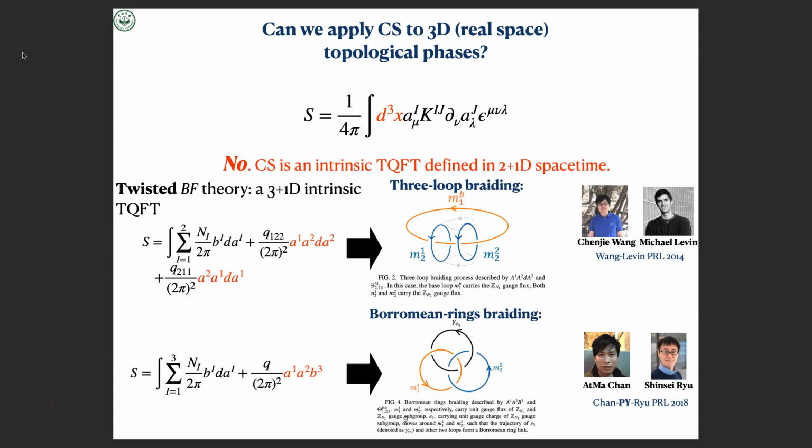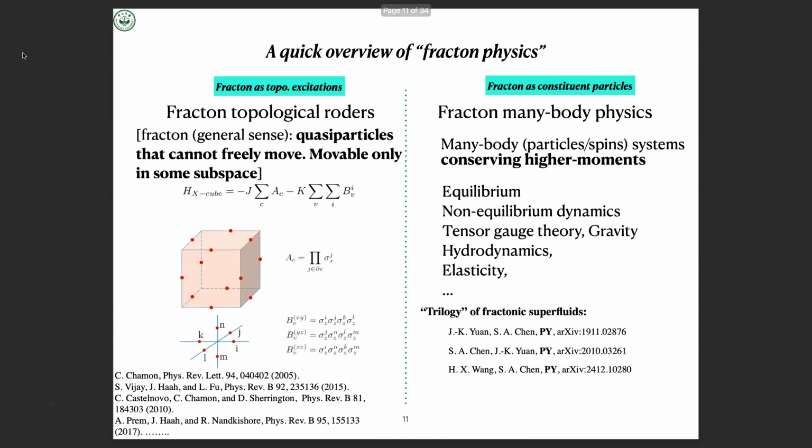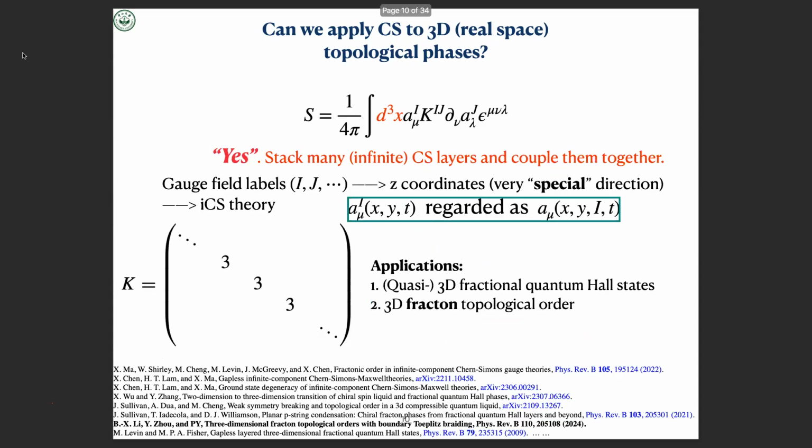Once we add the AAD term, we can have much more complicated braiding processes, such as three-loop braiding or loop braiding. I don't have time to describe the details here, but if you are interested, you can read these two papers, the original papers.